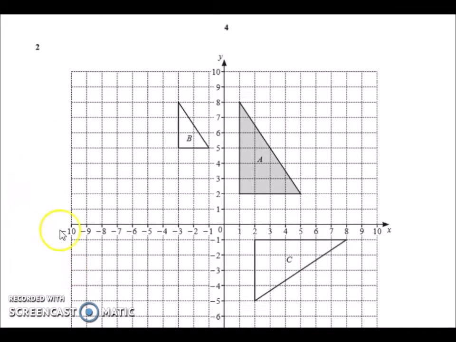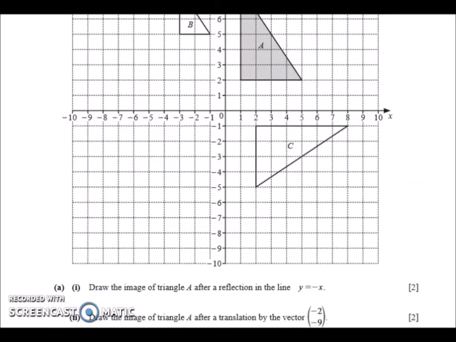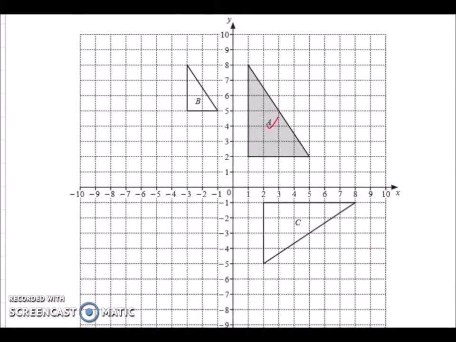Okay, now let us proceed with question number 2. This is a transformation question. If you scroll down, we look at the first question here. A1: draw the image of triangle A after a reflection in the line. First we have to draw this equation. We can draw y equals negative x, so it will be on this side. Just plot here. This is the line.